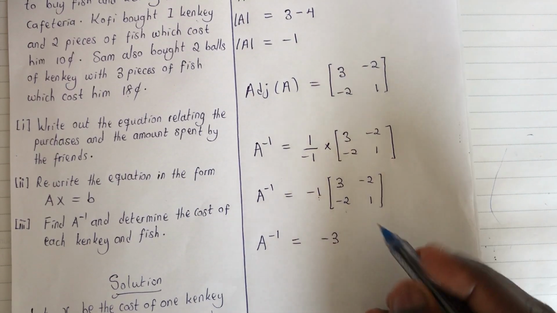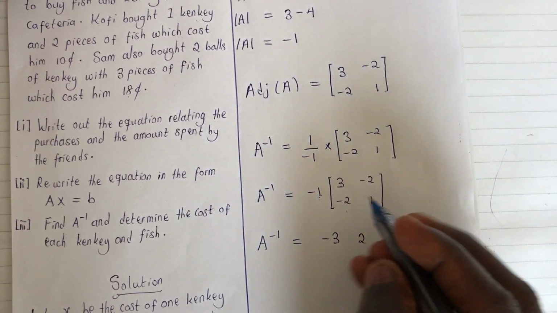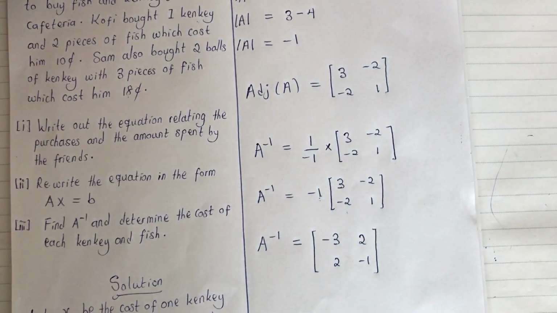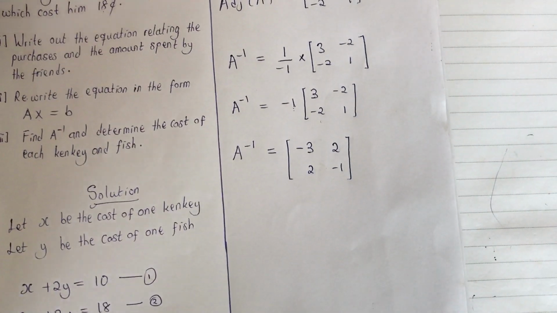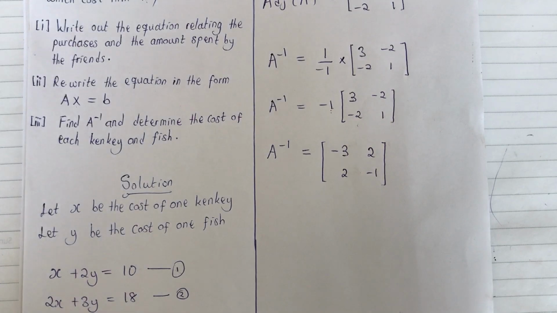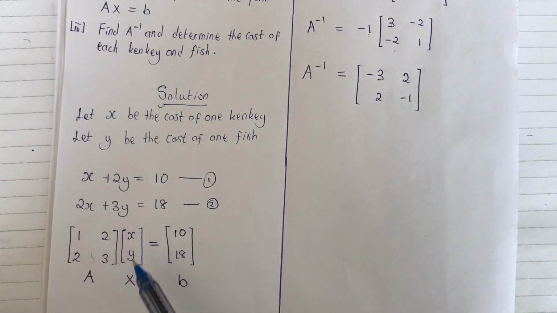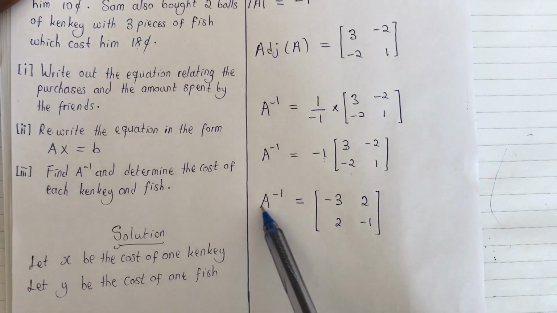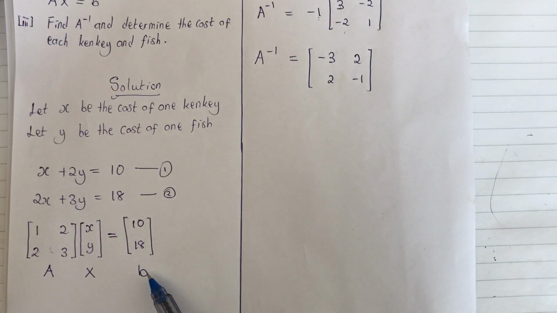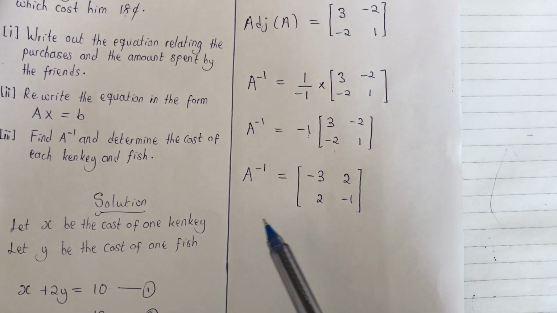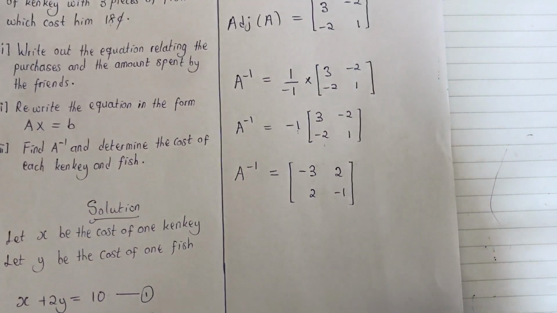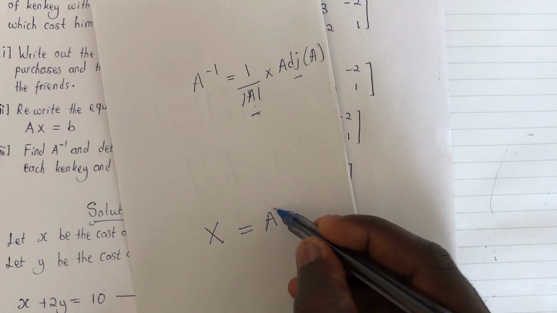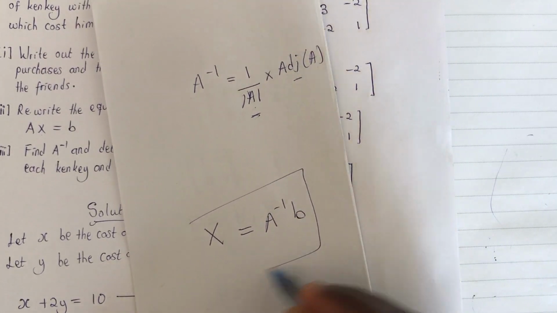negative 3. This times this, negative 3. This times this will give us 2. This times this will give us 2. This times this will give us negative 1. Okay, so that is the A inverse for us. Now to be able to find X, which is x and y, it is just that you quote that X equals what? A inverse times what? B, which is 10 and 18. So all you need to do is to quote that formula, which is X equal to A inverse times what? B. All you need is this.